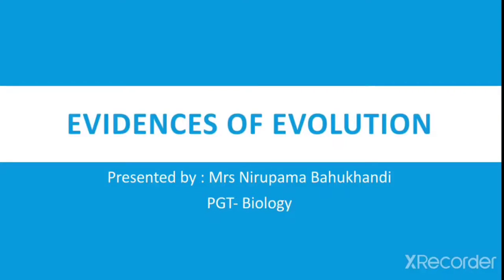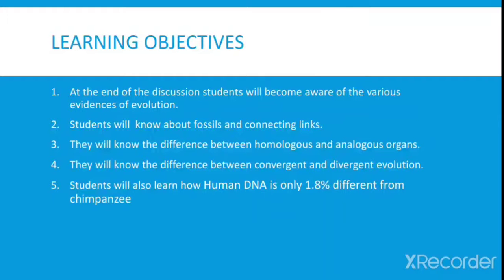Today we will be discussing the evidences of evolution. The learning objectives. At the end of this discussion, the students will become aware of the various evidences of evolution. Students will know about fossils and connecting links. They will know the difference between homologous and analogous organs. They will know the difference between convergent and divergent evolution.